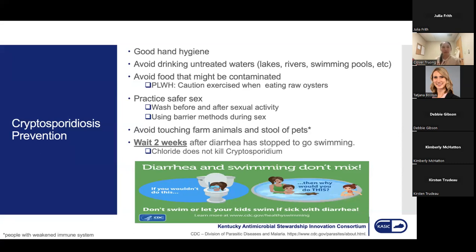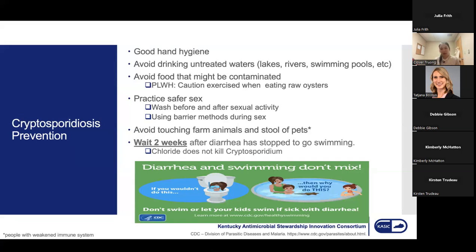It's also recommended to avoid drinking untreated water, like from a lake, river, or swimming pool. Avoid food that might be contaminated. In patients living with HIV who have a low CD4 count, the CDC recommends being very cautious when eating raw oysters, because Cryptosporidium can live in raw oysters for up to 2 months. Low CD4 count means the immune system is not very good, and that can cause them to get really sick with cryptosporidiosis if they get infected.